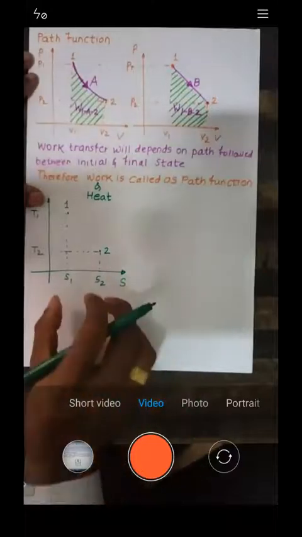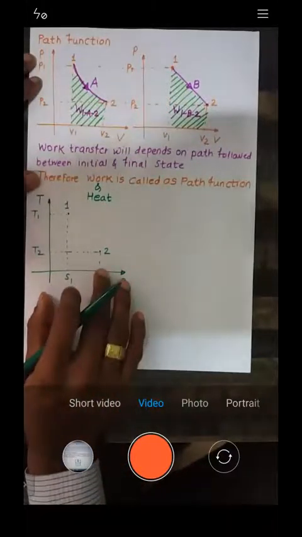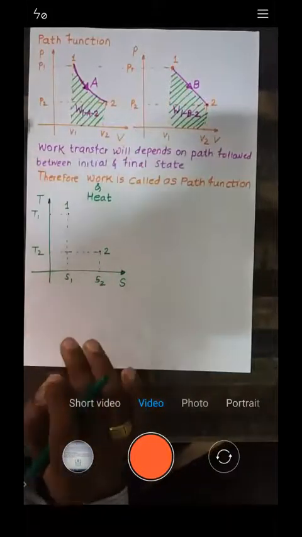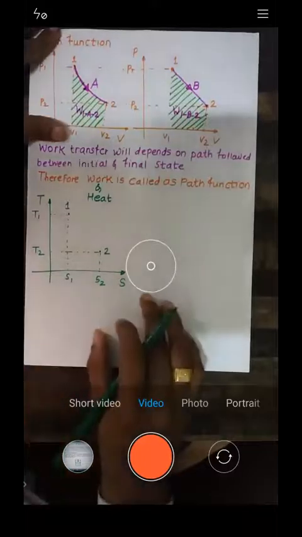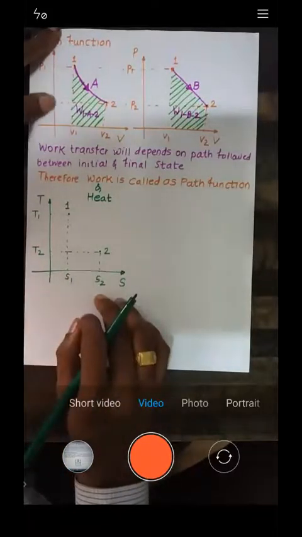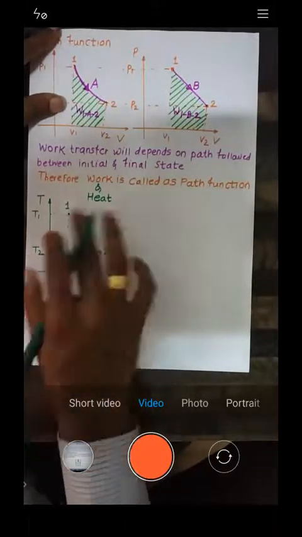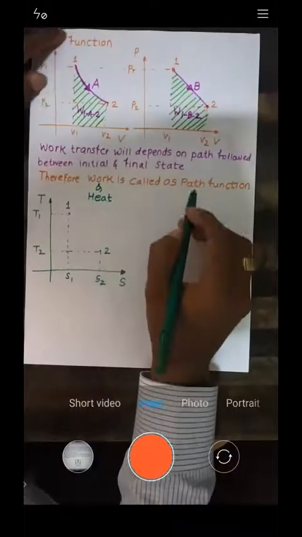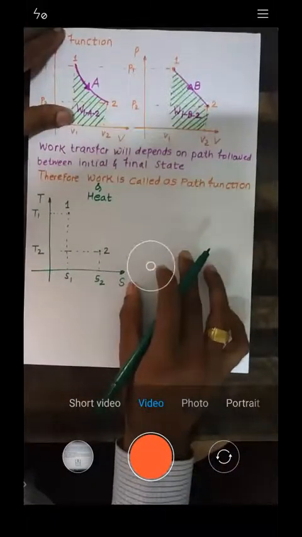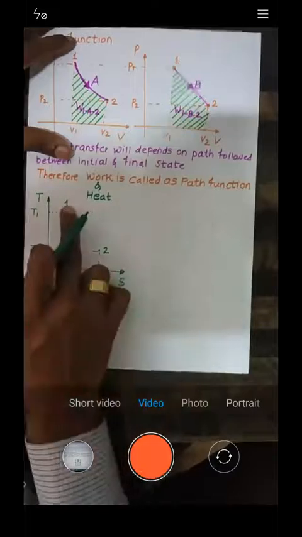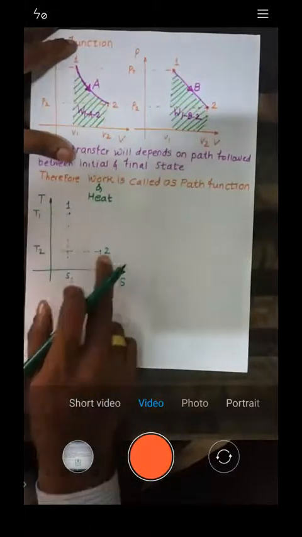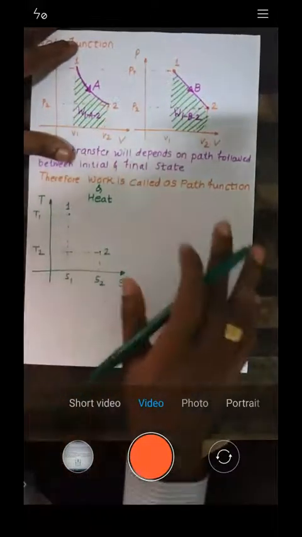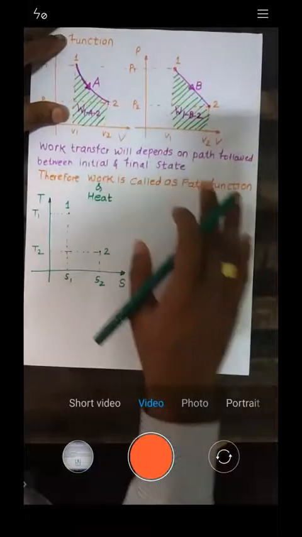See, I will explain this in detail in the second law of thermodynamics and entropy. That is basically the second module. But now you only need to understand why heat is also a path function. We are focusing specifically on path functions. So this is point number 1 with T1 and S1. This is point number 2 with T2 and S2, right? T is temperature and S is entropy.